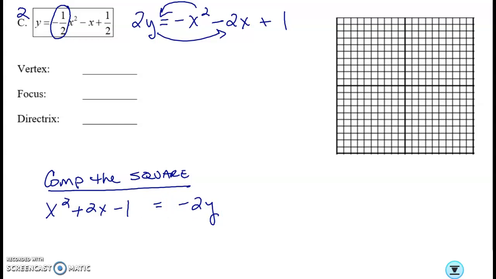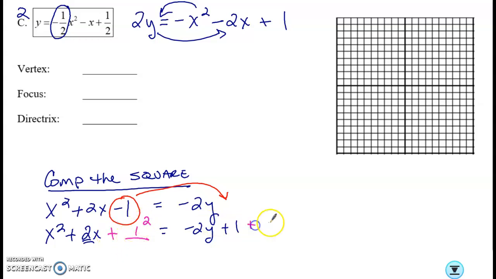So that's what we're starting with. Next, to complete the square, you want to take your constant to the other side. So now we have x squared plus 2x equals negative 2y plus 1. And now comes the completing the square part. You take half of your middle term, which is going to be 1, and you're going to square it, and you're going to add that number to both sides. Remember, the whole point of completing the square is because this is special. This is a perfect square trinomial. This factors back to x plus 1 quantity squared, which is really nice.